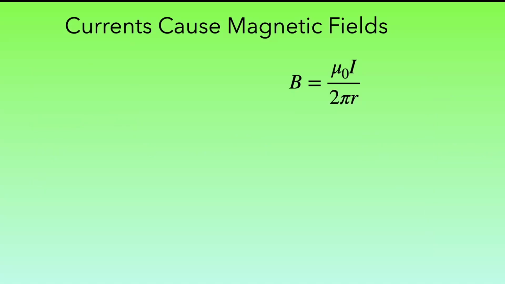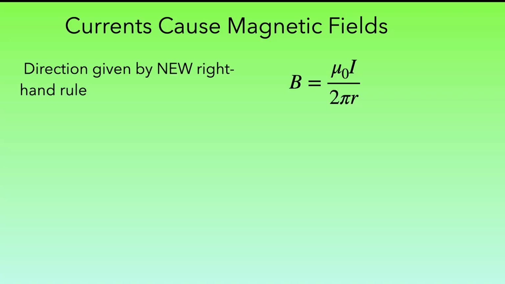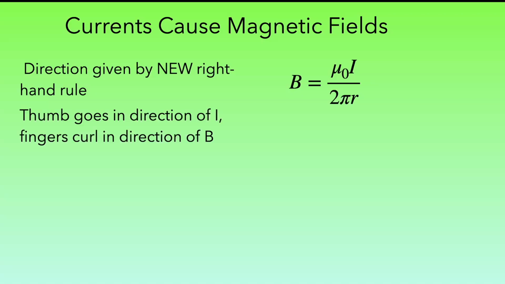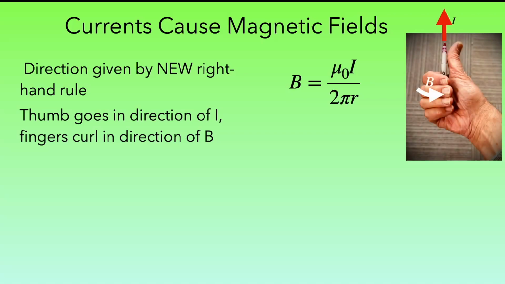Okay, so let me show you how we use this. The currents cause magnetic fields, so the direction, though, is given by a new right-hand rule. And the new right-hand rule is actually, I think, a little easier than the old right-hand rule. What we do is we put our thumb in the direction of the current. So if that pen is the direction of the current, our thumb is in there, and our fingers will naturally curl around in the direction of B. It's really important to know how to do that.